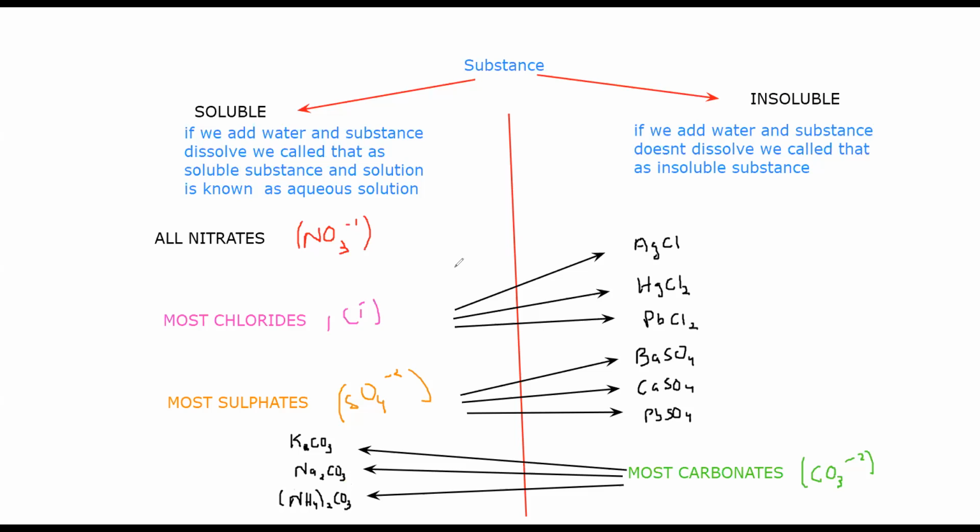So salts which dissolve: all nitrates are soluble. Any salt which has NO3 will dissolve. Most chlorides are also soluble except silver chloride, mercury chloride, and lead chloride. These three chlorides are insoluble. Most sulfates are also soluble except barium, calcium, and lead. And most carbonates are insoluble except potassium carbonate, sodium carbonate, and ammonium carbonate. So take a screenshot of this, and then I will give a question. You have to identify the salts which are soluble and insoluble.